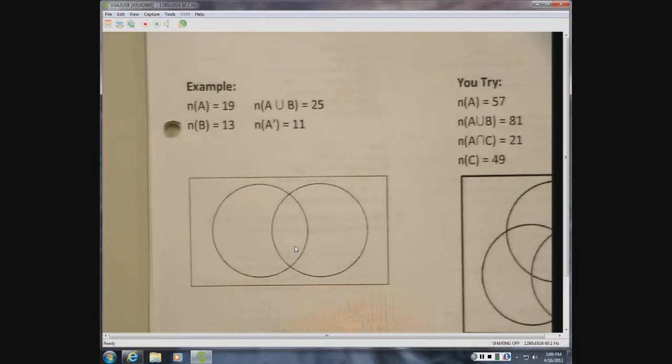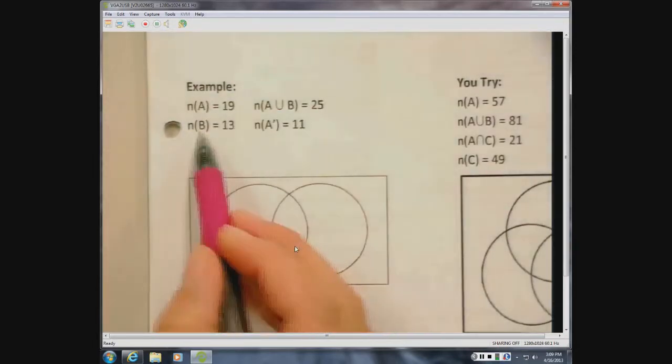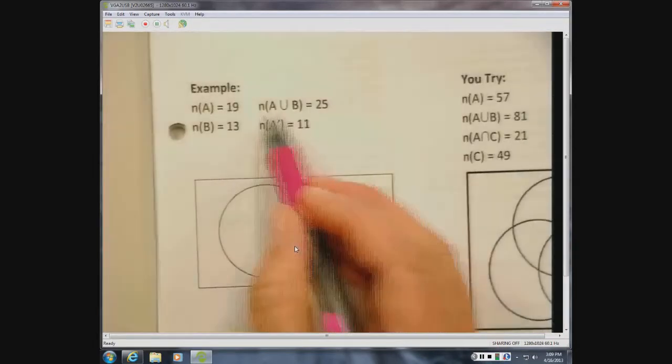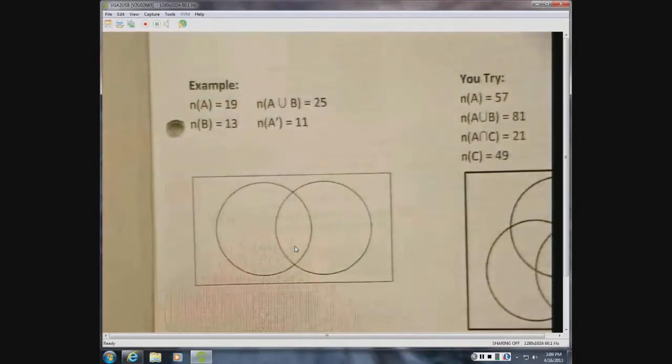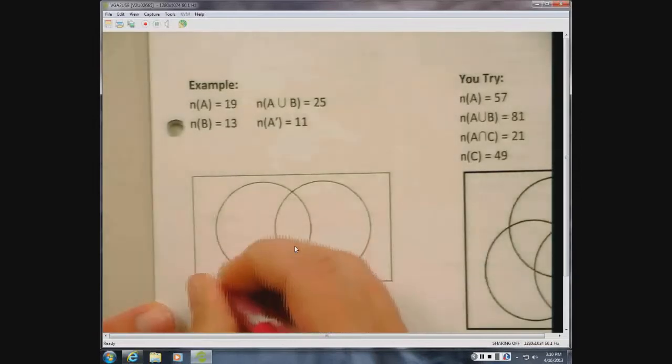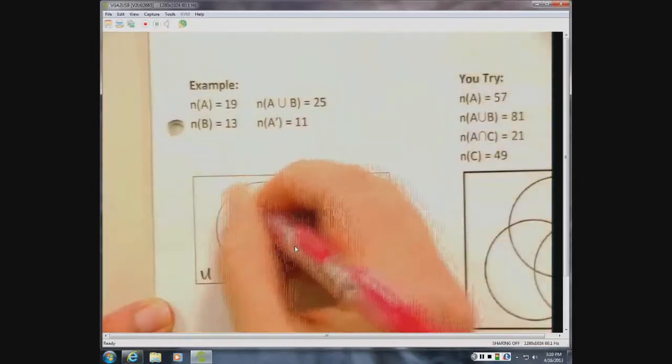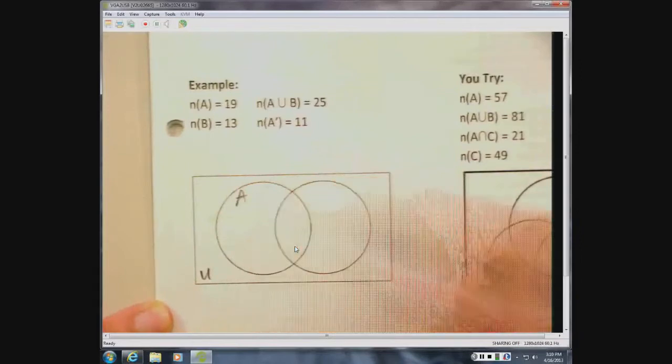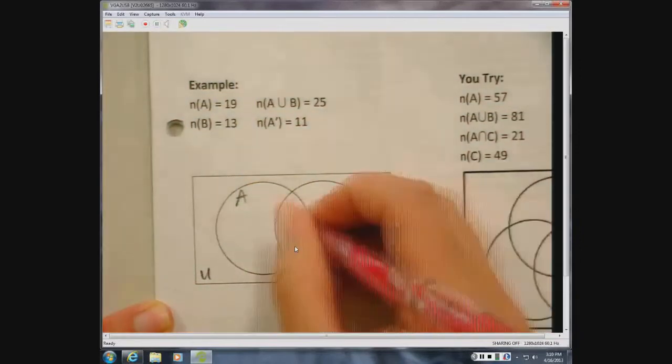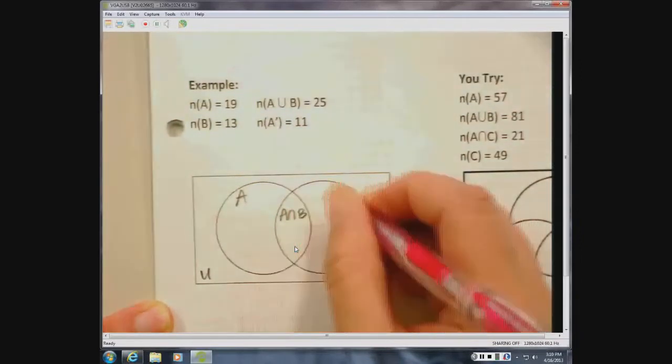Number of elements in A is 19. Number of elements in B is 13. Number of elements in the union is 25. Number of elements in A prime is 11. So here's my universal set. Here's set A. Here's A intersect B. Here's B.